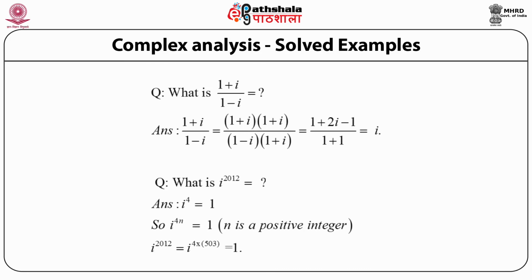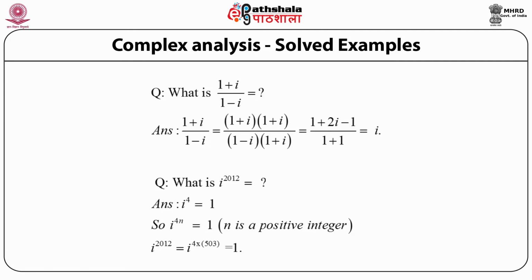Now, as I said, we have to multiply by the conjugate and divide by the conjugate of the denominator. The denominator is 1 minus i, the conjugate is 1 plus i. So we multiply and divide by 1 plus i, on the top and the bottom. The top will give rise to 1 plus 2i minus 1, divided by 1 plus 1, and when you do the mathematics, it becomes just i.